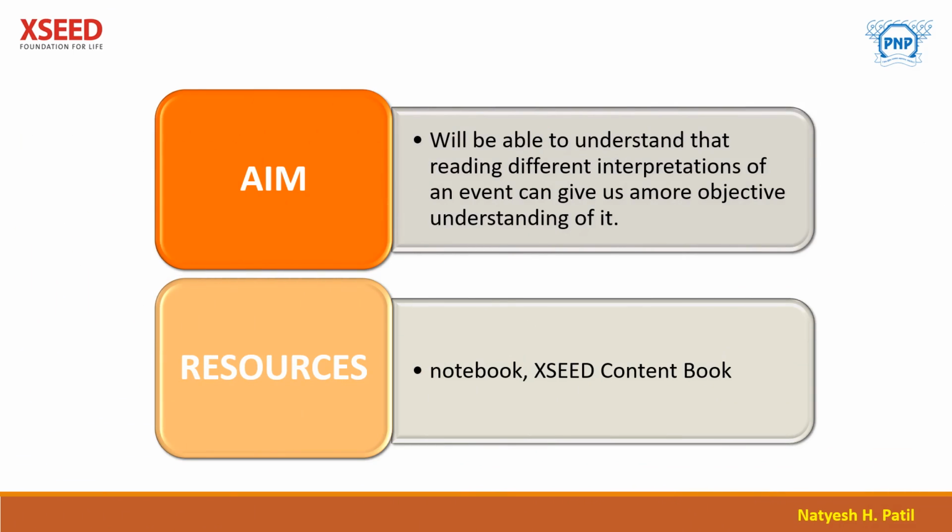Aim of this particular session is, once you go through this particular session, you will be able to understand that reading different interpretations of an event can give us a more objective understanding of it. And the resources required for the same are notebook, Exceed content book, and of course pen or pencil. So are you ready? So let's begin. Here we go.